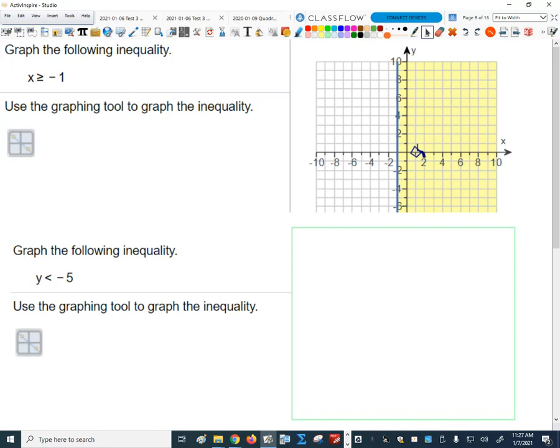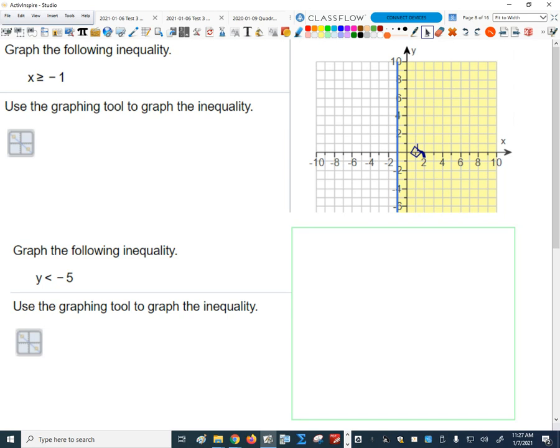Good. And then what about the shading part? Well, if we want the x values that are greater than or equal to, well, because it's equal to, we make a solid boundary line. What about the greater than part? We know that the x-axis goes horizontally, right? So bigger x values are further to the right and lesser x values are further to the left. So this is just saying to the right of the boundary line, okay?